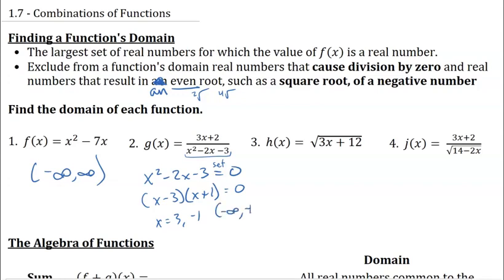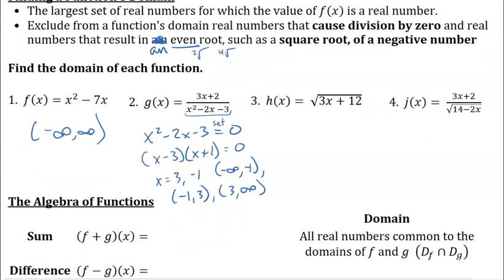negative infinity to negative 1 open, and negative 1 to 3 open on both ends, and 3 to infinity. Or if you just want to write all real numbers except x cannot equal negative 1 or 3, that would be fine as well. I don't know if Pearson cares about interval notation or not. I'm fine with interval notation, which would be this, or I'm fine with you just saying what the restriction is, as long as you start with all real numbers, which is that script R.